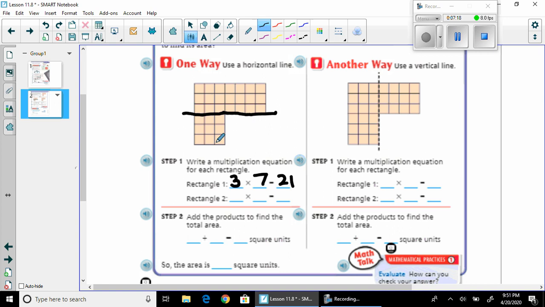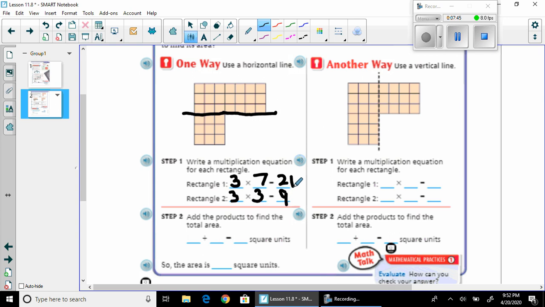I'm going to go down to rectangle 2. Again, we're going to find our length first. So our length is 1, 2, and 3 units. So I'm going to go ahead and write the number 3 for my first factor. Second factor is 3 units as well. Okay, using multiplication, 3 groups of 3, I get a product of 9.